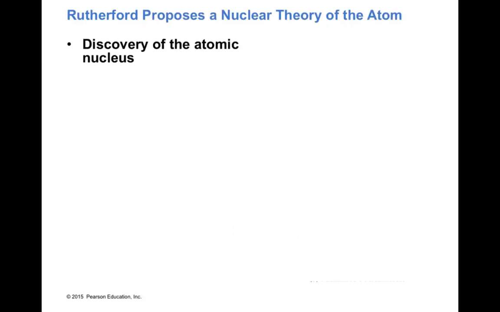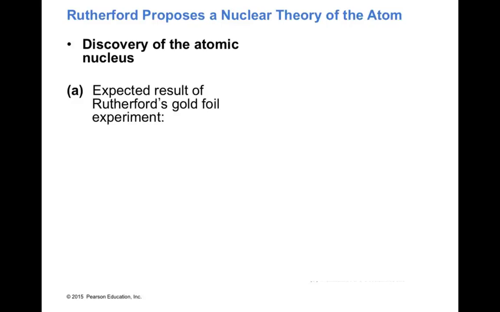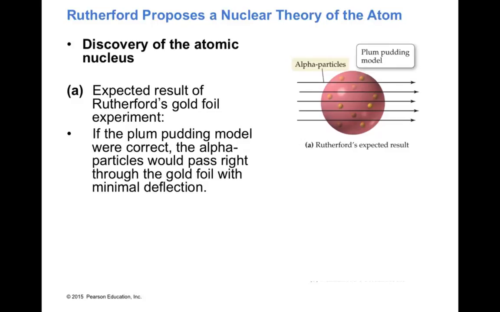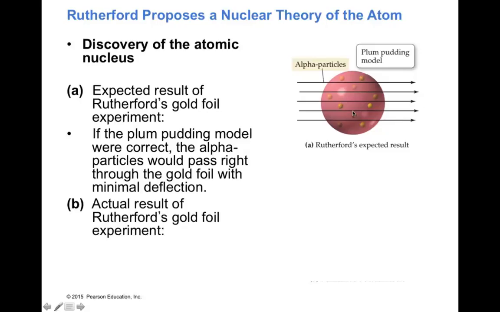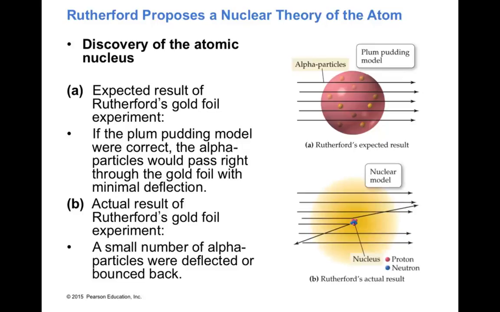Now, let's remember that the atomic model at this time was the plum pudding model. And his expectation was that the alpha particles would pass right through the gold foil with minimal deflection. He thought that these alpha particles, which have no charge, would go through that model. But what he observed was that a small number of alpha particles were deflected or bounced back because of this atomic particle that he named the nucleus.